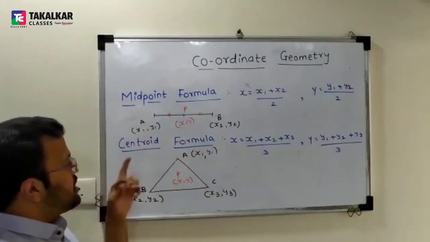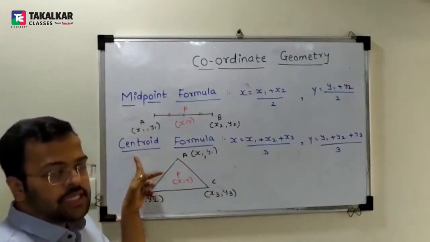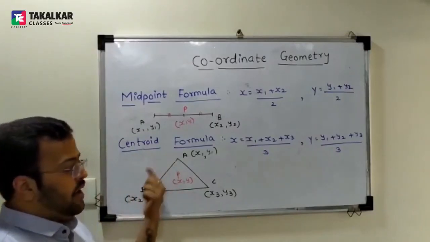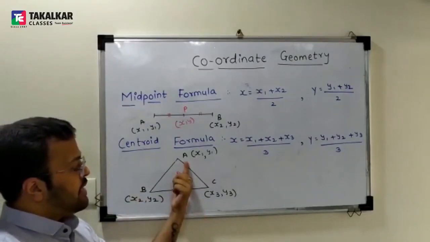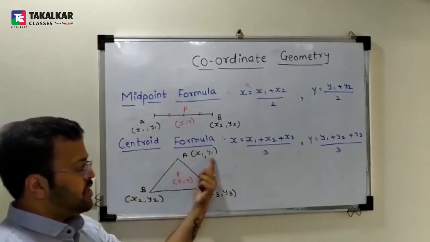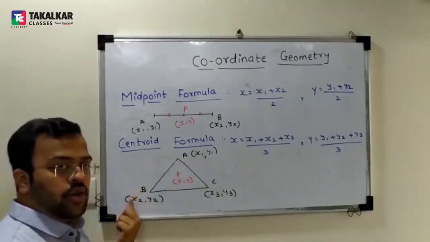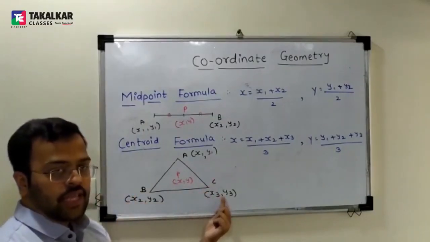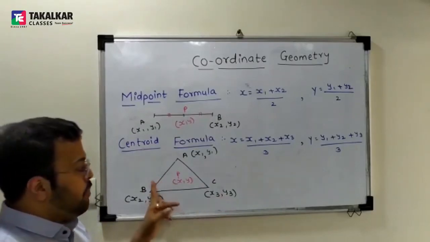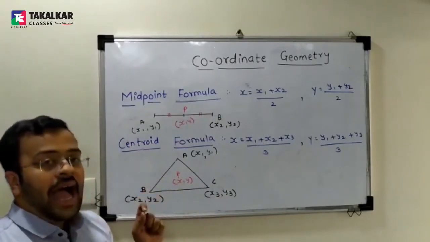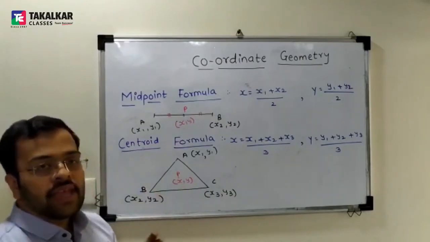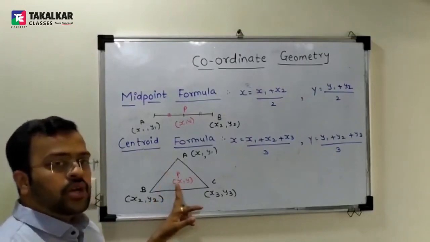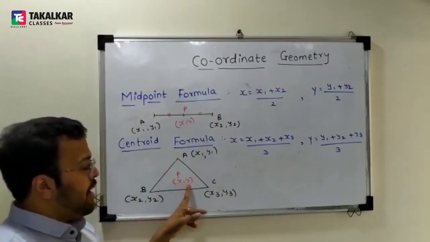Now the second formula we have is the centroid formula. Now what is a centroid? A centroid is present in a triangle. All of you know a triangle has three vertices. The first vertex A is x1, y1. The second point is B, so the coordinate will be x2, y2. The third point is C, so the coordinate will be x3, y3. Now what is the centroid? It is the point in a triangle at which all medians of the triangle meet. I have to calculate the coordinate of that point, so I will assume the coordinate of that point is x comma y.